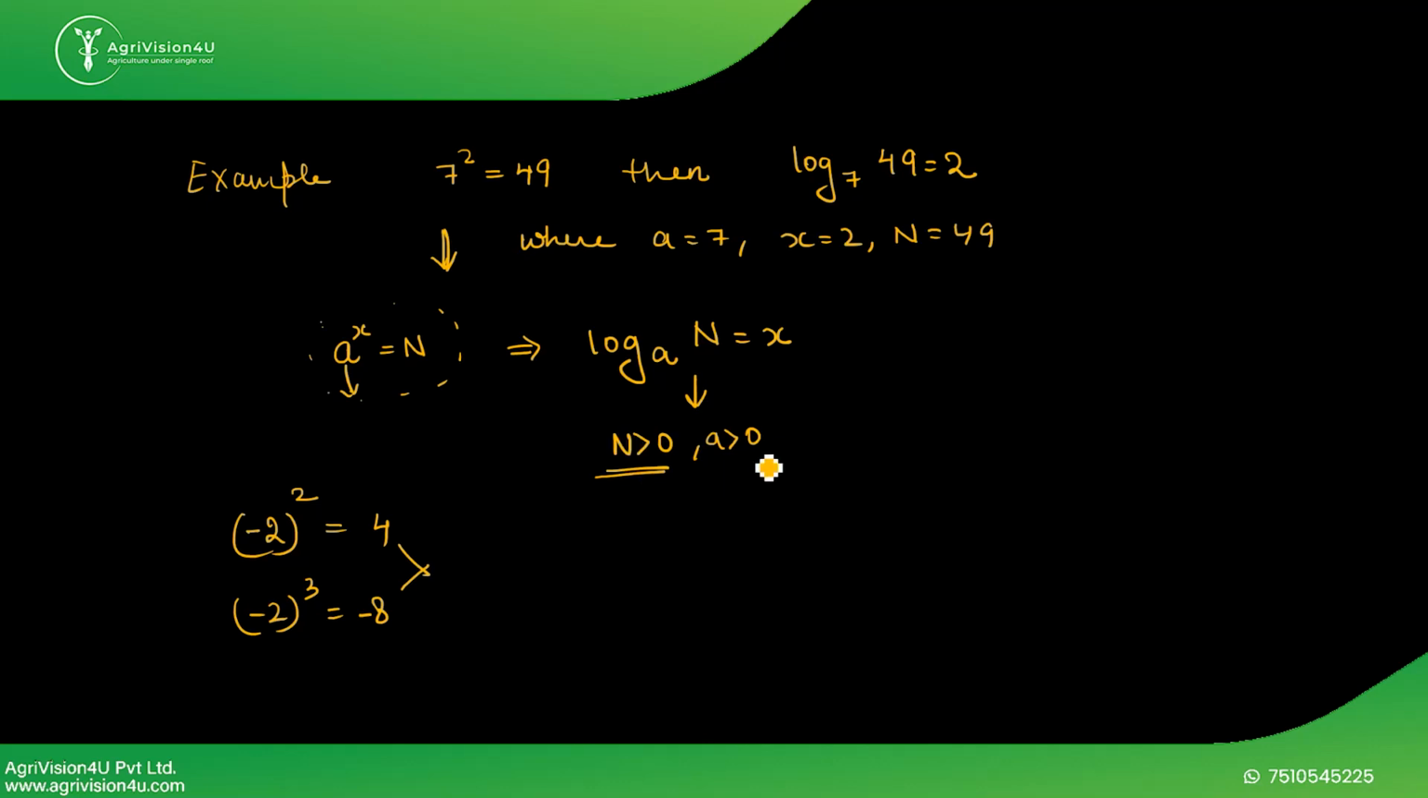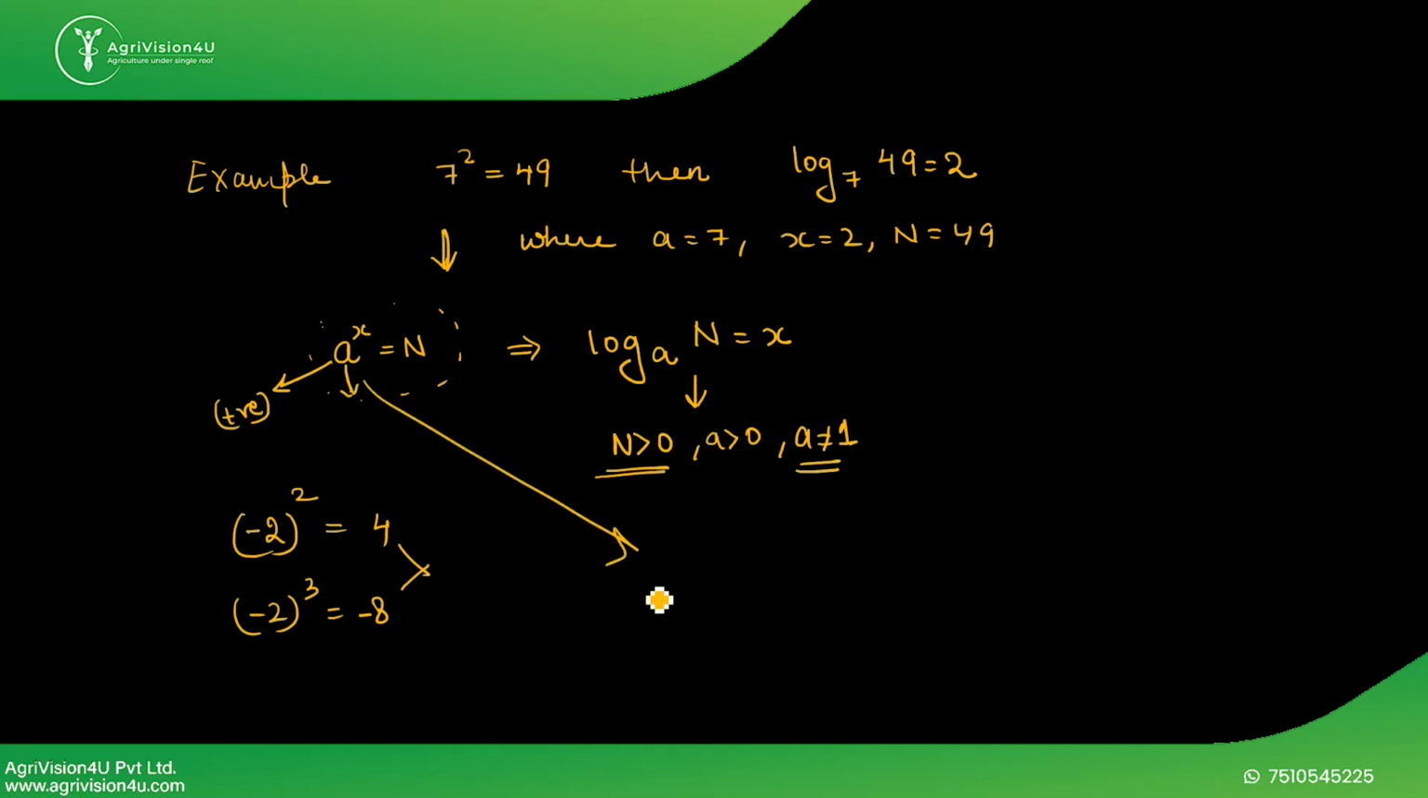Always remember this: a should always be positive, and the number n is also positive. Obviously, we'll get a positive number. And a should not be equal to 1. Why should this not be equal to 1? Because if I write 1, 1 to the power of anything you can take, it will be only 1. It will be 1 only. So you cannot convert it to any other particular number. That's why it should not be 1. Otherwise, we will not be able to write it.